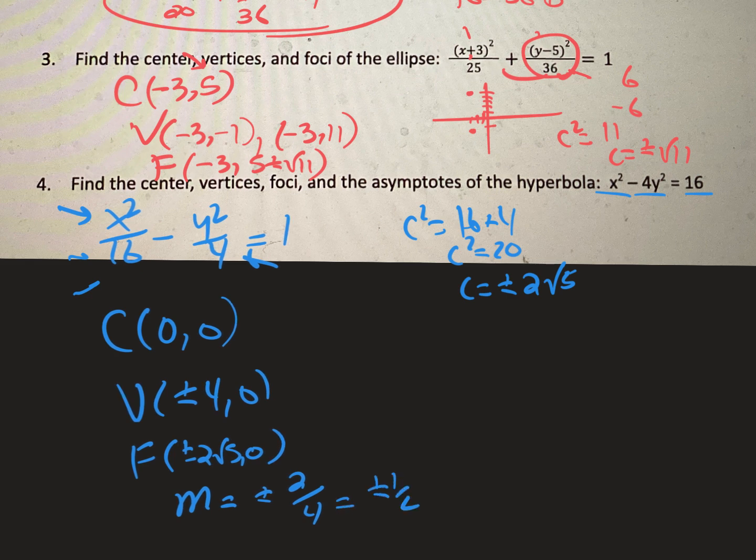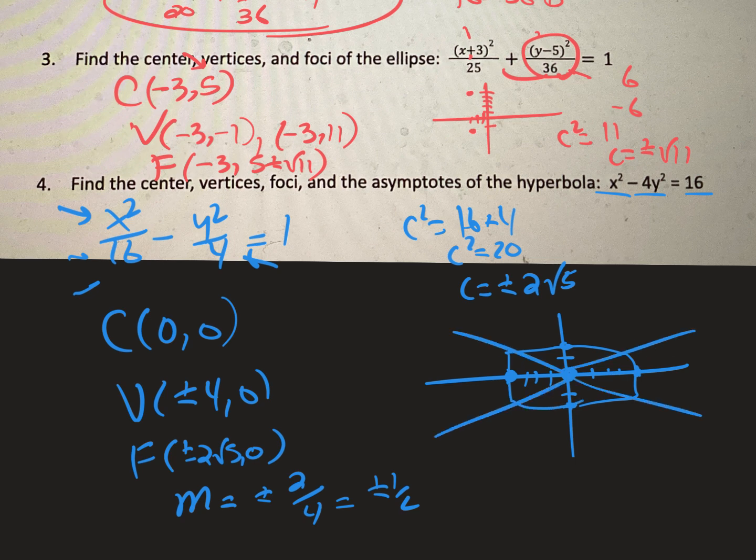Now, I did all that without graphing it, which I probably should have graphed. I'll do that really quickly. Center is 0, 0. Vertex 1, 2, 3, 4 that way. 1, 2, 3, 4 that way. There's a 2 underneath the y. Go up 2, down 2. Draw your box, remember. That's not a very good box. Connect the corners for your asymptotes. And because x comes first, it's going to open this way.